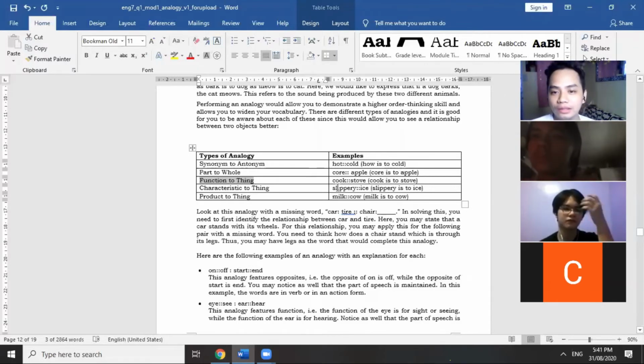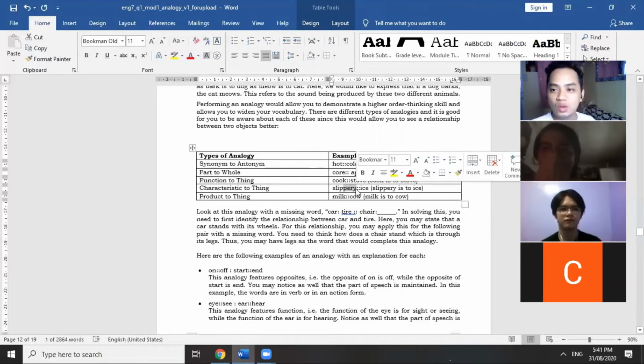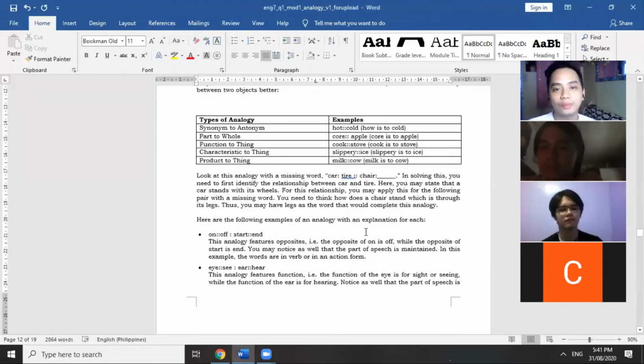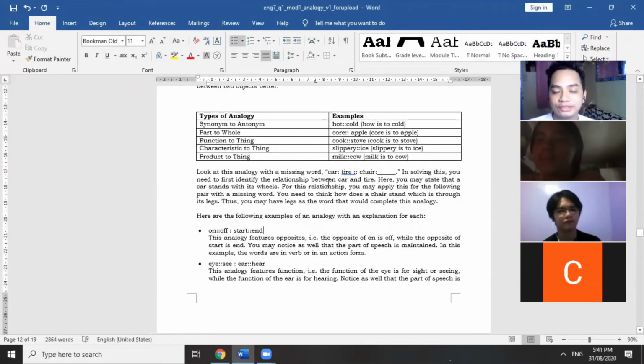Characteristic to thing. So it's slippery when you're on ice. Have you tried to ski or have you tried to ice skate? If you were able to do so, it's very slippery and there would be a lot of times, especially if you're not used to it, that you would fall. Product to thing. Milk is to cow because we get the milk from the cow. Well, it's one source of milk, but there are other sources of milk as well, like soy, for example.